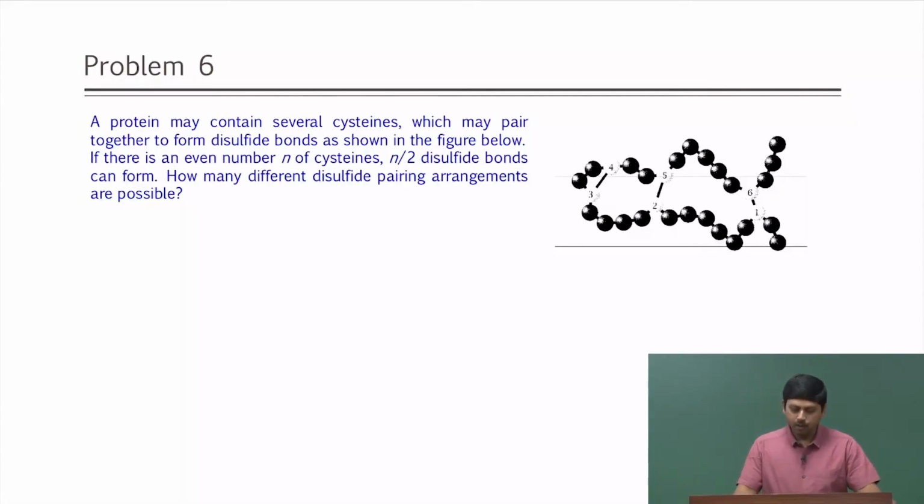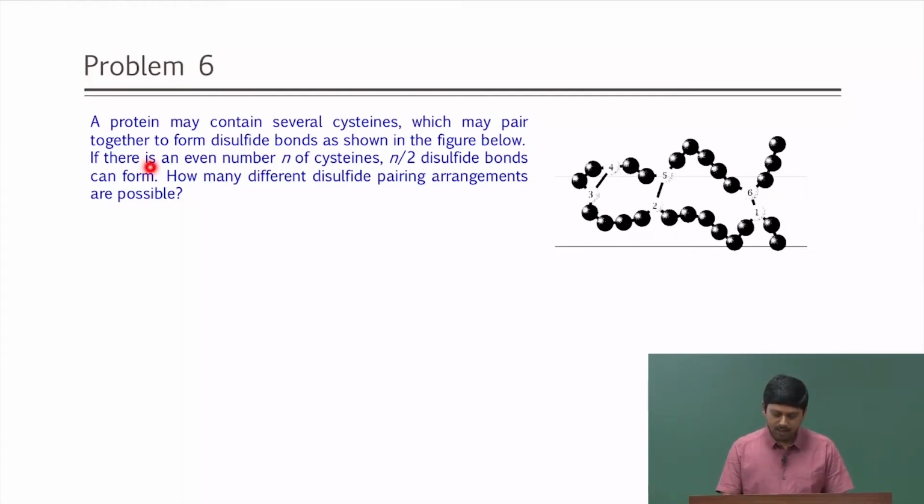Okay, so we will continue with the tutorial problems on molecular thermodynamics part. First we will talk about the problem of bond formation in a protein. So, the question is like this: a protein may contain several cysteines which may pair together to form disulfide bonds as shown in the figure below, means by the side.